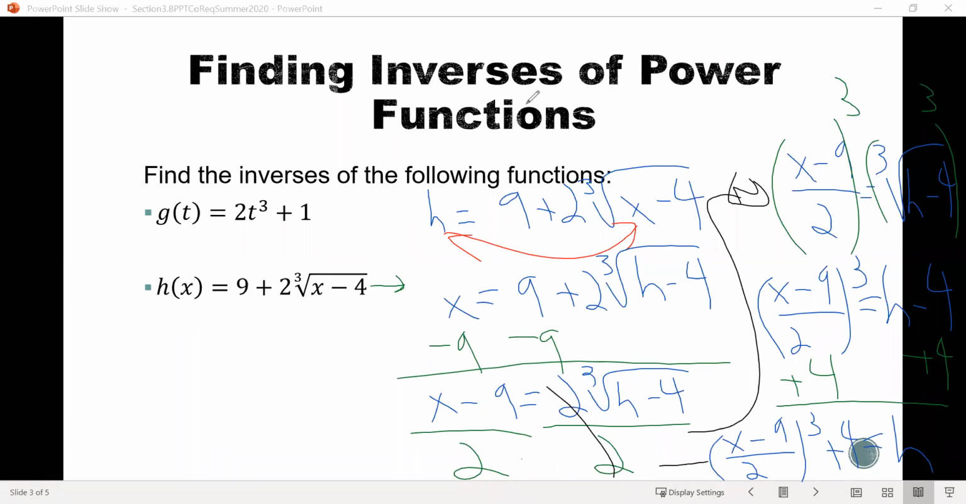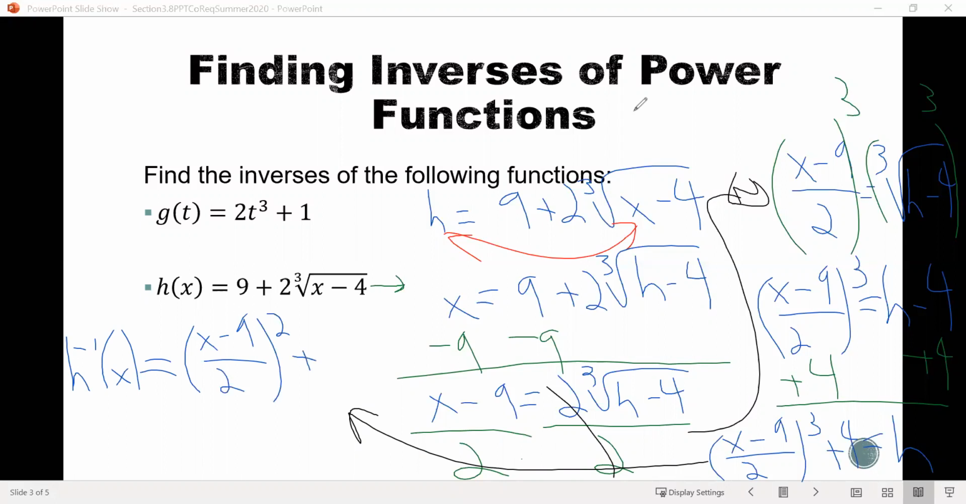And again, I'm going to go over here where there's space. We'll use that inverse function notation. So we'll write this as h inverse of x equals (x minus 9 over 2) cubed plus 4. Okay. And that would be our formula for the inverse there.